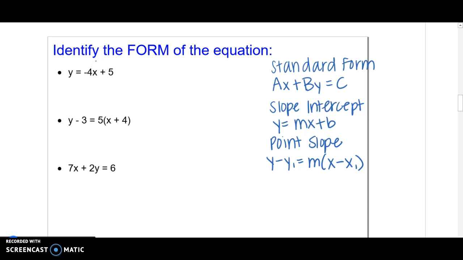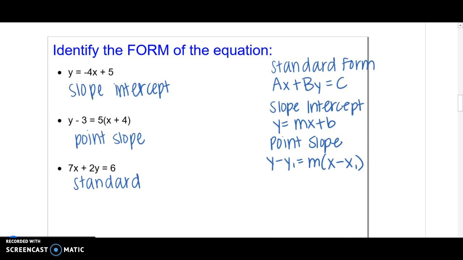So if we look at here, let's look at number 1. So we have y equals -4x plus 5. Well, which one does that look like? Well, we have y equals. So if we look here, y equals is our slope intercept. On the next one, we have y minus 3 equals 5 times x plus 4. The only one here, guys, that has parentheses, that's going to be our big indicator, is our point slope. And then the last one, the x and the y are on the same side. So that is our indicator for standard form.